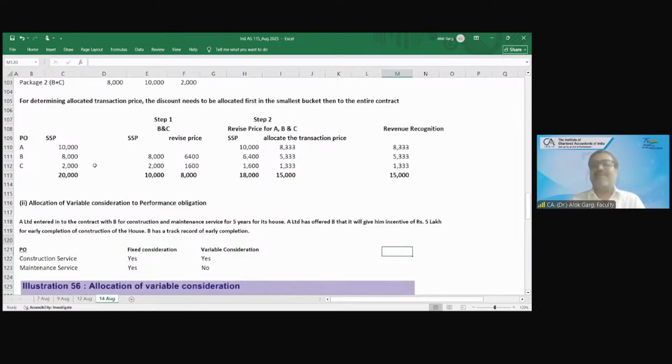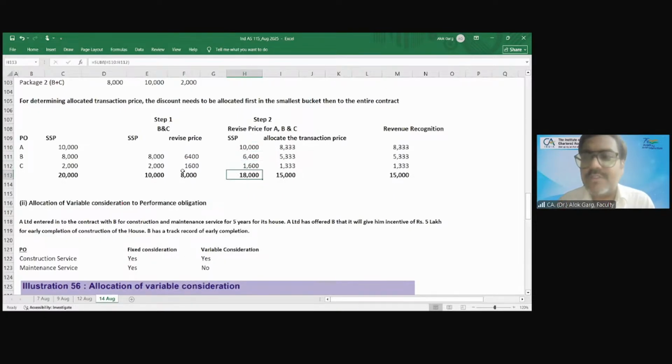Right? Okay. Now the second concept. And believe me, the second is the most important. What is the SSP? Sorry. Sir, the SSP in step 2 is 18,000 in totality, or 10,000. Why do we take the 18,000?